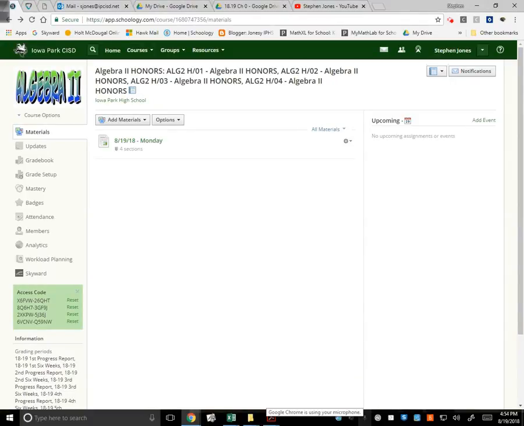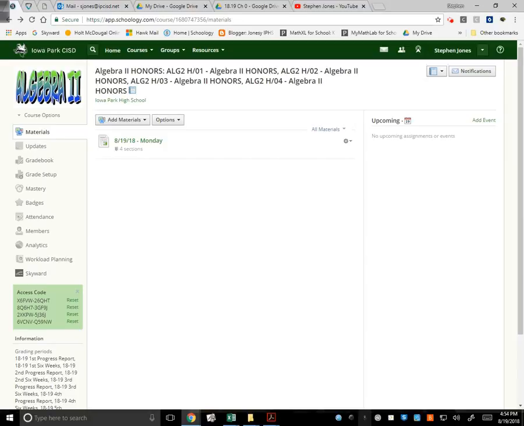Okay, so this is our first lesson. It is Monday, 8/19 of 18. We are going to be talking today about domain and range. We're going to be talking about the coordinate planes, mapping relations, and we're going to finally talk about functions and how we can tell if a relation is a function.